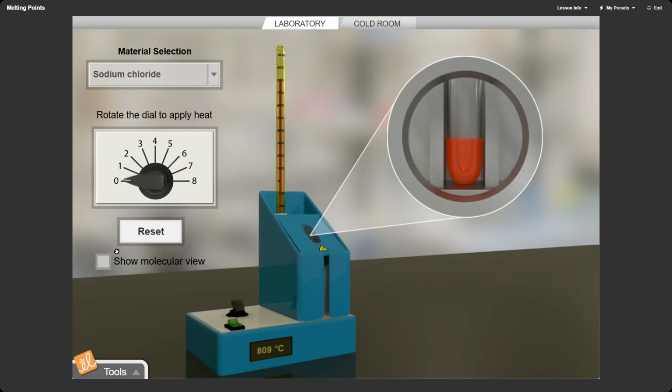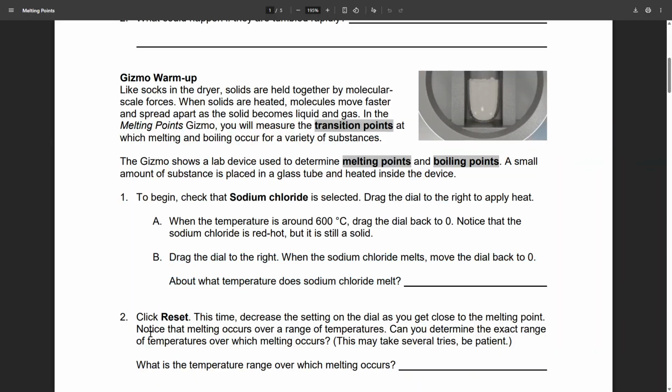Now if you want to watch the video in slow-mo, you'll see exactly at what time it turns into a liquid. Again, you're trying to get around 800, so you'll write that number down in this one right here. Click reset time, increase the setting on the dial. As you get close to the melting point, notice the melting occurs over a range of temperatures. Can you determine the exact range of temperatures over which melting occurs?